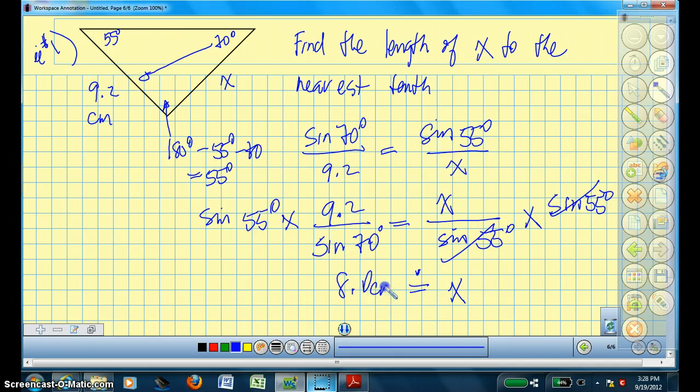8.0 centimeters. Again, if you were doing this as a test, I would expect some type of concluding statement. I won't write that in just for the sake of not making the video longer than it needs to be.